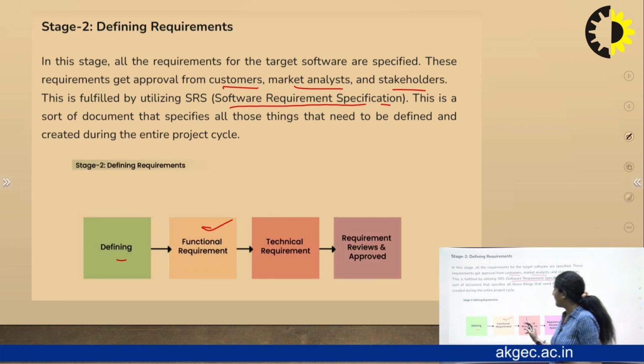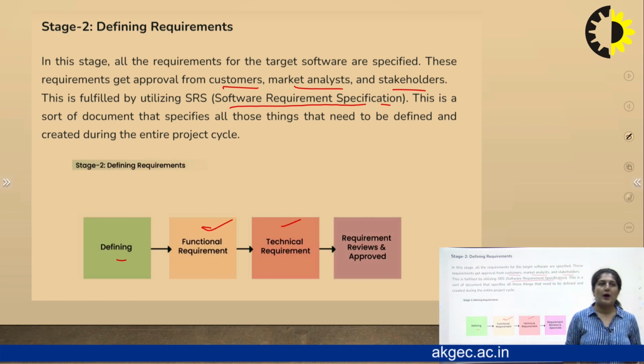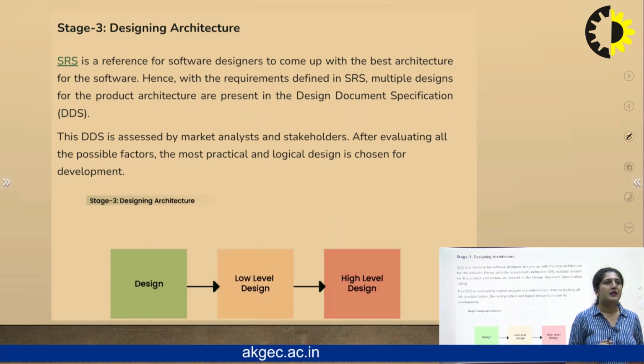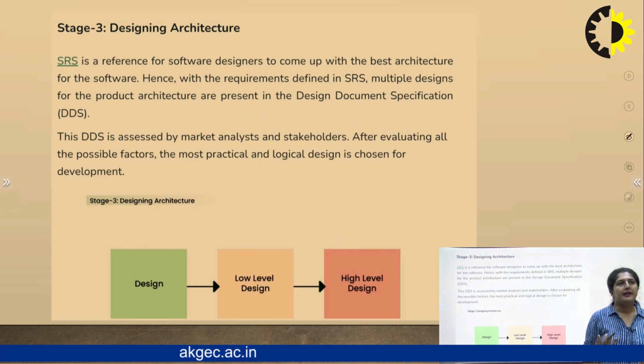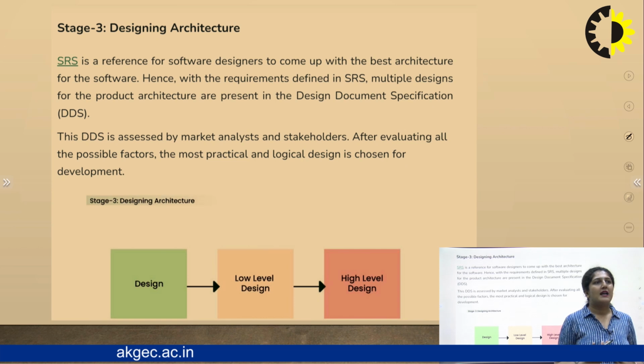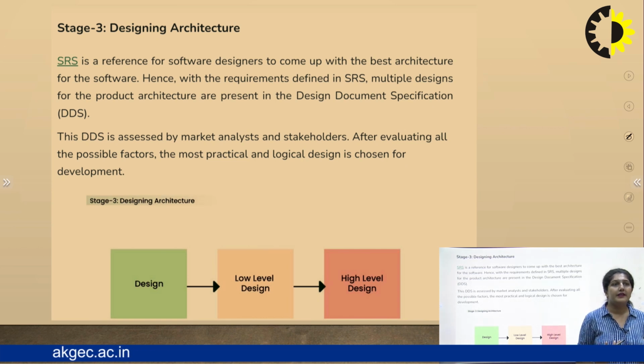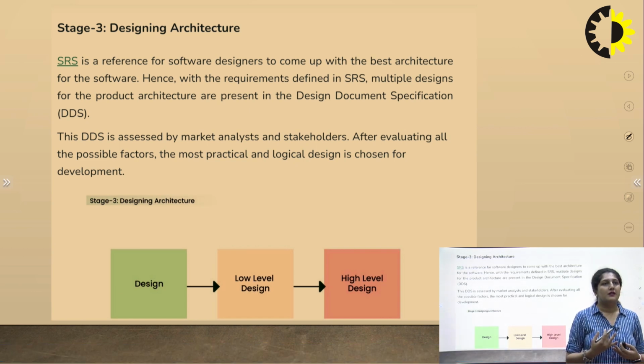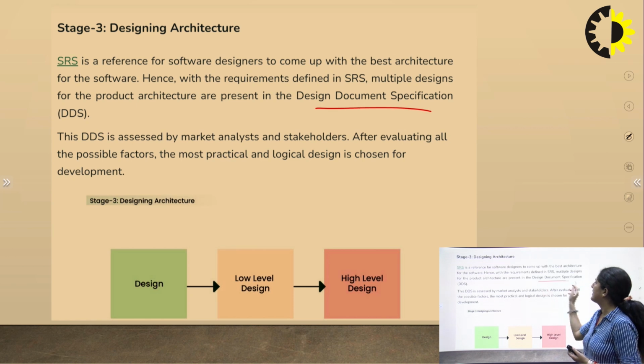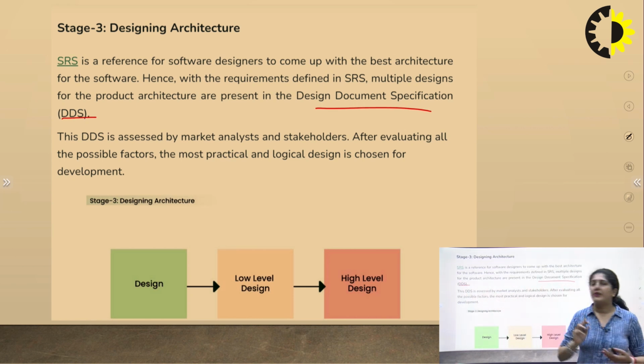Then we will have technical and non-functional requirements, every requirement, and then we will get those requirements reviewed and approved. Then the third stage comes, defining architecture. So SRS is a reference for the software designers to come up with the best architecture for the software. Here in designing the architecture, we will have a design document specification, DDS. So what is DDS?